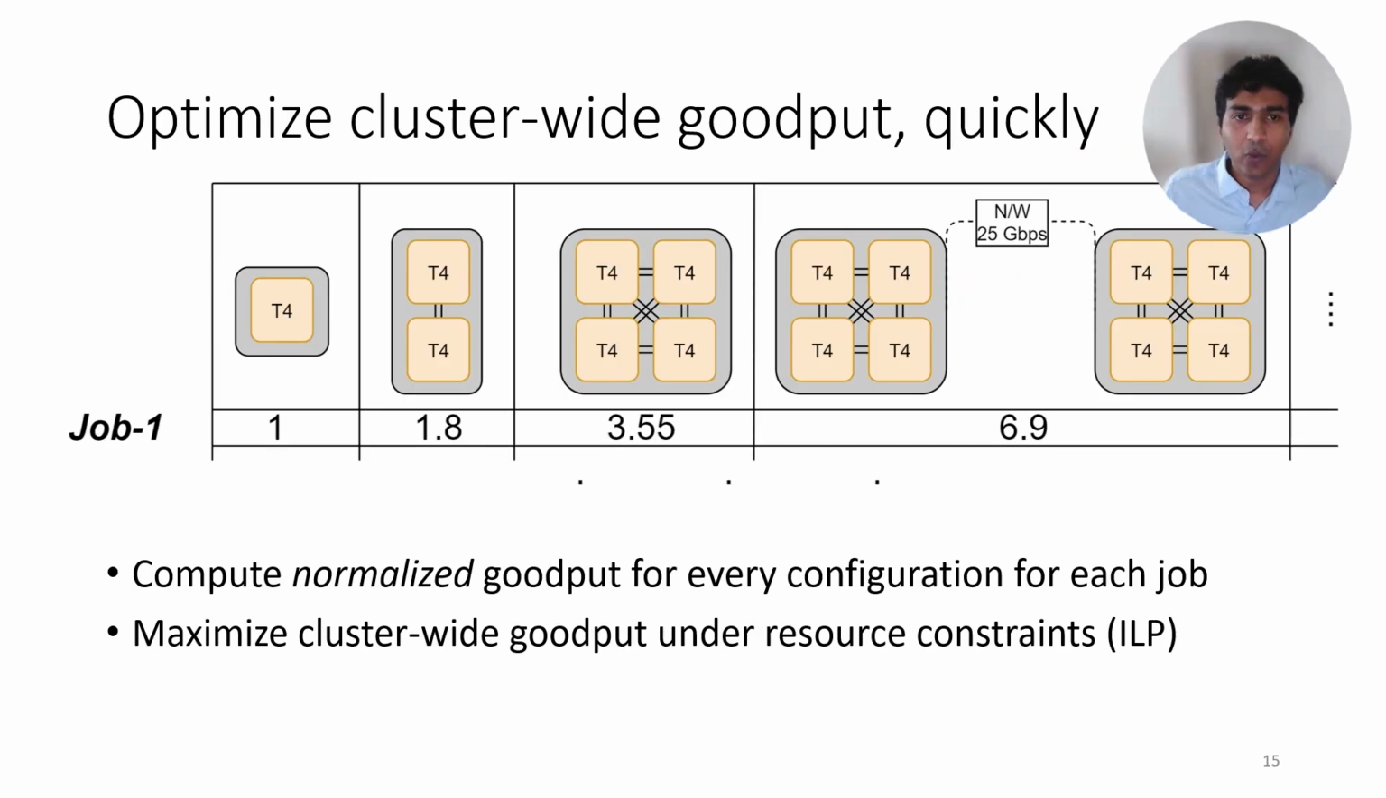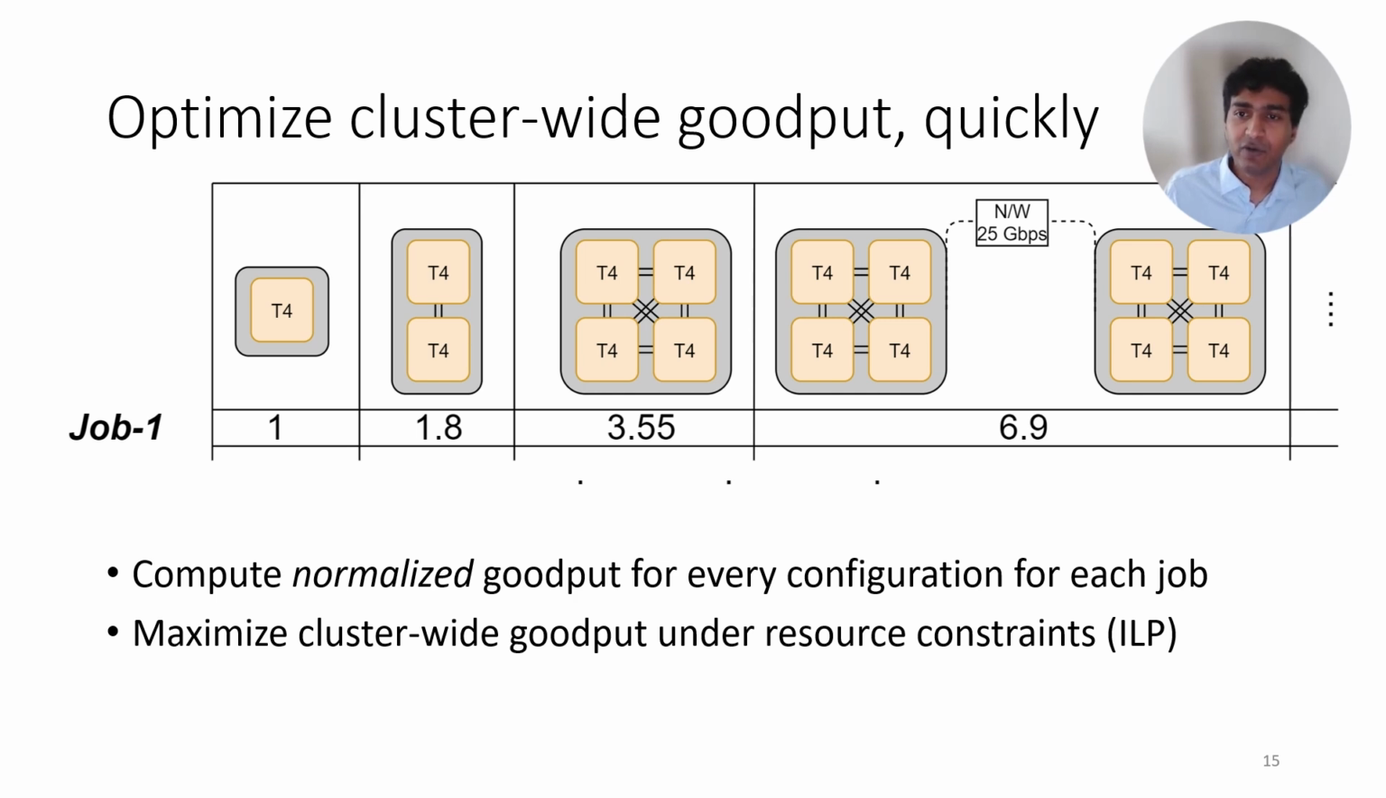We compute goodput for each job in every configuration and populate a goodput matrix as shown in this figure. The first value, 1, corresponds to the goodput of the first job on the first configuration with 1 T4 GPU. Similarly, the third value in the first row would correspond to the goodput for the first job in the third configuration, here 3.55. Then, we simply find the job and configuration pairs that maximize the cluster-wide goodput while ensuring that no GPU is oversubscribed and that each job gets at most one configuration.